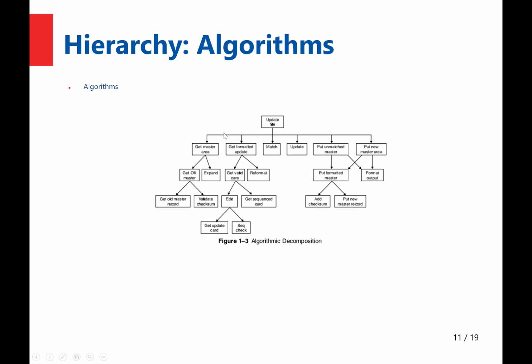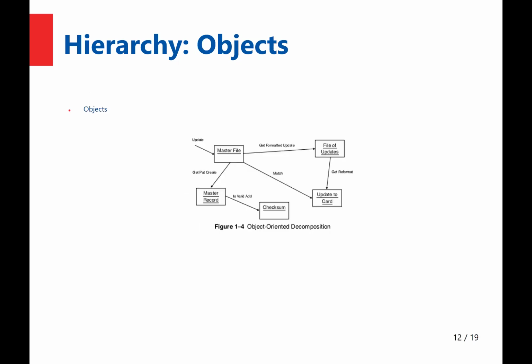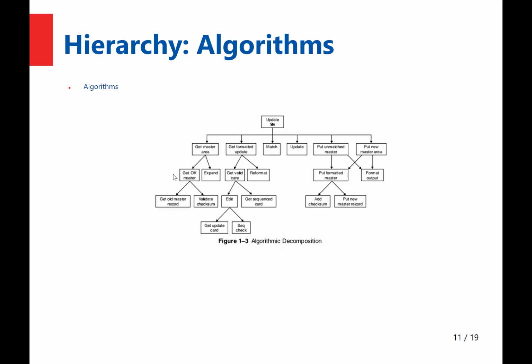Now let's look at the same program but from an object-oriented perspective. So we will see the model, and as you can see, there's a lot less clutter, right? So we have a master file, we have a master record, and we have a checksum, we have update to cart and file of updates. And as you can see, the arrows describe what actions can be performed.